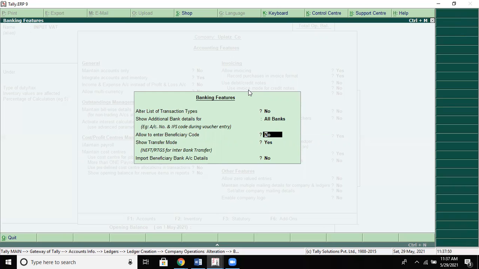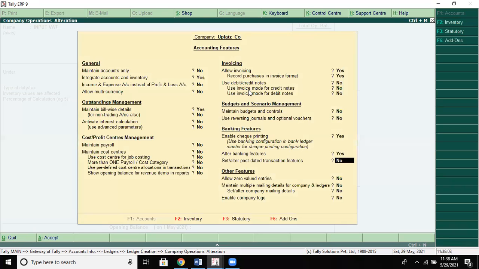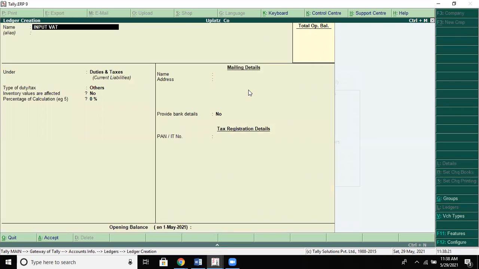Allow to enter beneficiary code as of now no. Show transfer mode. Whether it is NEFT, RTGS or bank transfer, it should enable to show. So here it should be yes. Import beneficiary bank account details as of now no. Now set or alter post-dated transaction features. If you want to do any alteration, you can come here in F11 and do further. Next, other features. Allow zero valued entries, not at all, no. Enable company as of now, no. Yes, like this. Okay.